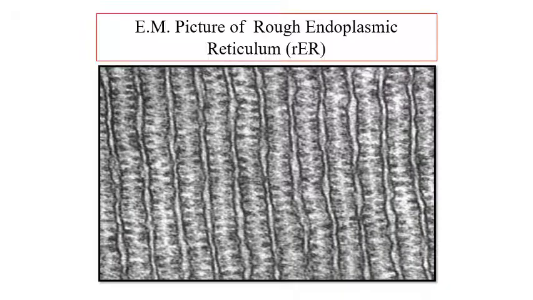This is an EM picture of rough endoplasmic reticulum, appearing as flattened, regular cisternae. On the outer surface, there are ribosomes. Again, an EM picture of rough endoplasmic reticulum.